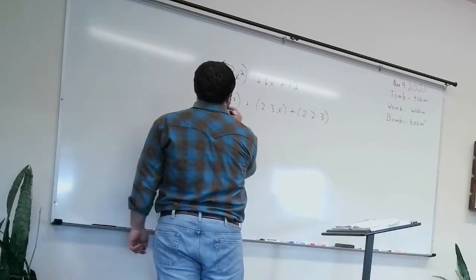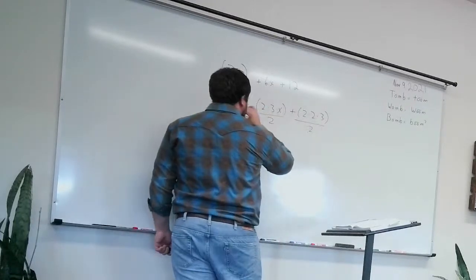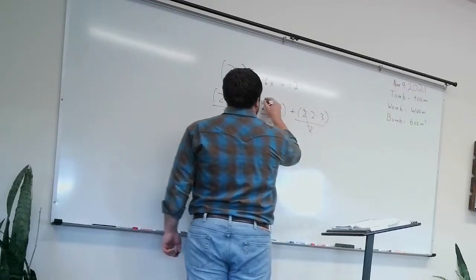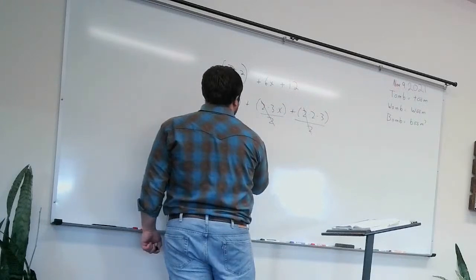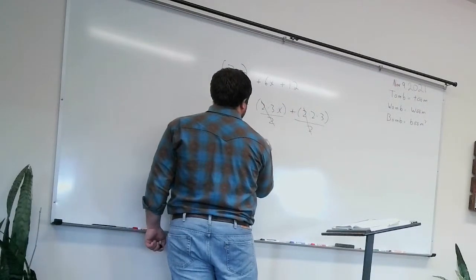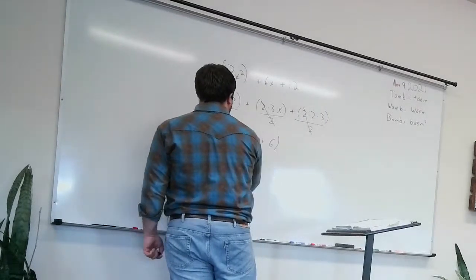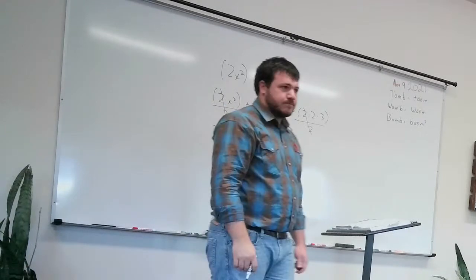Precisely. So we factor out 2 and divide everything by it. So we get x squared plus 3x plus 6. That's your answer.